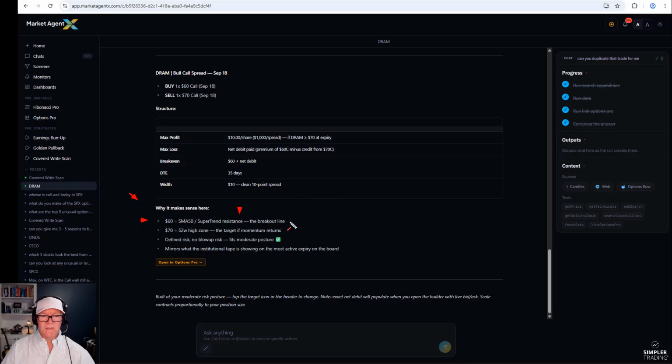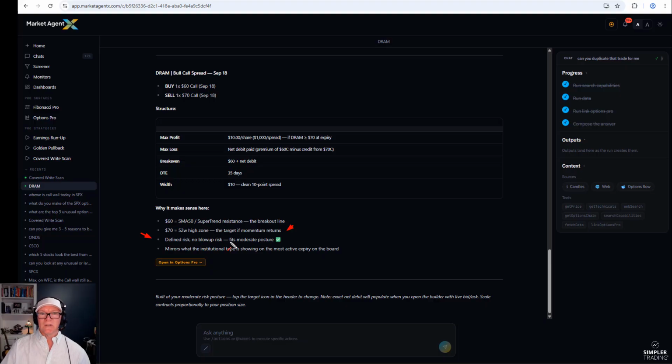Super trend resistance, that's the breakout line. And again, basically, when you have a stock, it comes up and hits resistance. If it breaks through, that's when you get the big move, right? That's what they're betting on here. I assume that's what the market and the math says for this trade, right? The target, of course, is 70.